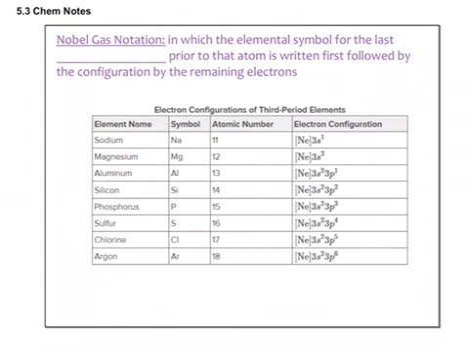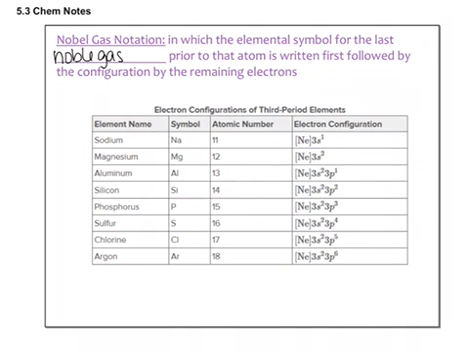The last thing to talk about is noble gas notation. If you have to write out a big element like gold or silver, or one that has lots of electrons, your electron configuration would be huge. And so we use noble gas notation as a kind of shorthand. This is a way where the elemental symbol for the last noble gas prior to that atom is written first, followed by the configuration of the remaining electrons. So I think maybe the best way is just to practice this.